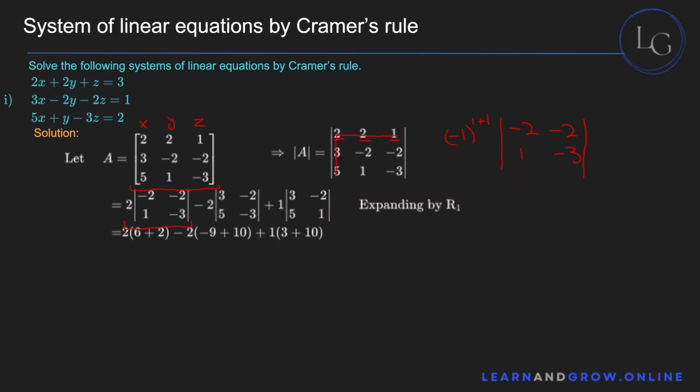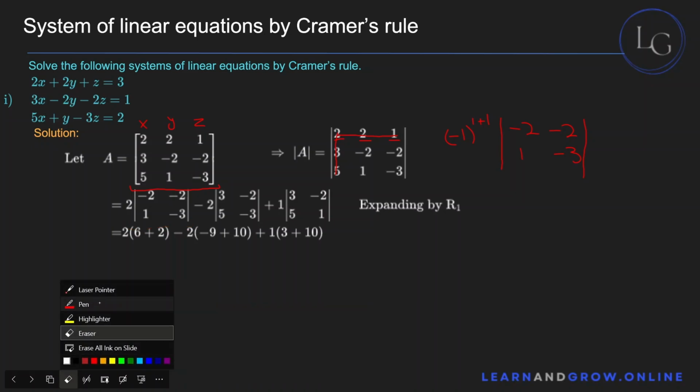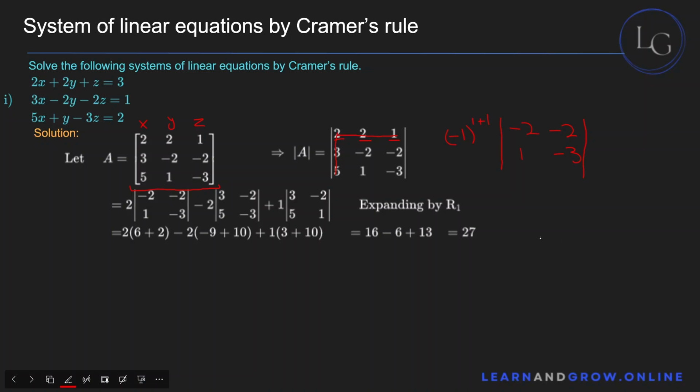And so by expanding this, you'll get this equation here, and when you solve this, you get the value of 27. So that is the determinant of A here. Now you have to find D1, D2, and D3 to find the values of x, y, and z. So what are these D1, D2, and D3?